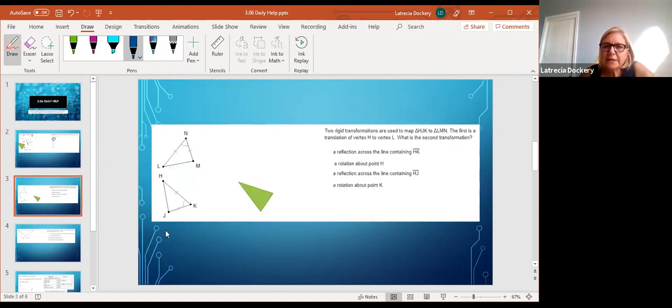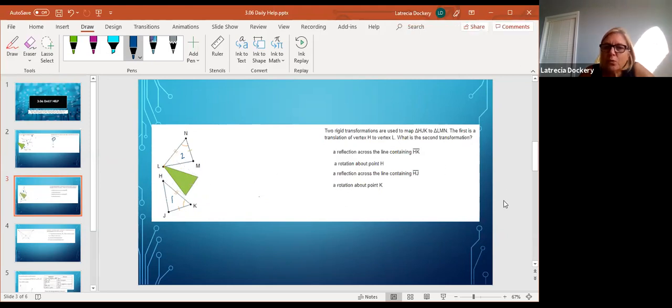All right, the next one says two rigid transformations. That means we're not changing the shape or the size because it's rigid, are used to map triangle HJK, which is our first triangle, to triangle LMN, which is the second triangle. The first is a translation of vertex H to vertex L. So basically we are taking vertex H and moving it up here to vertex L.